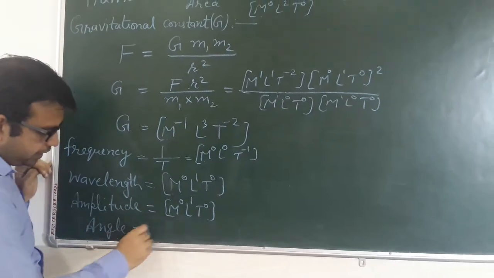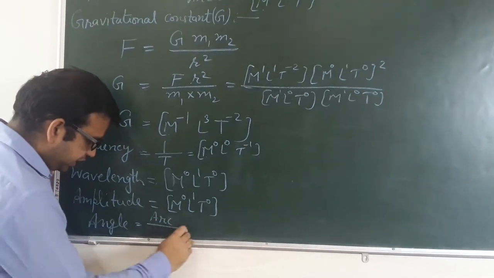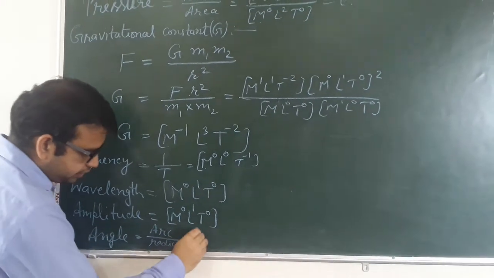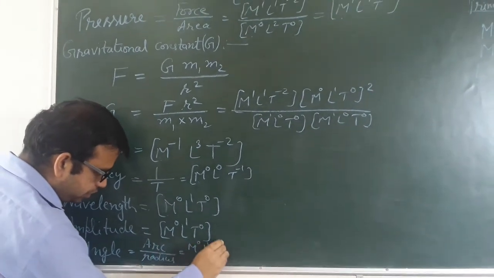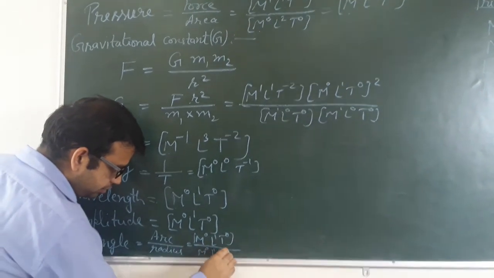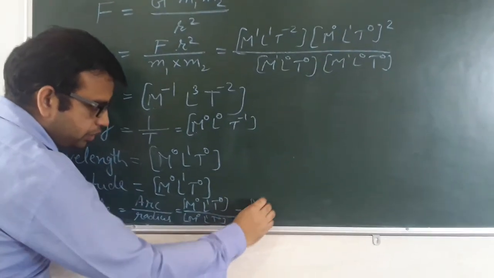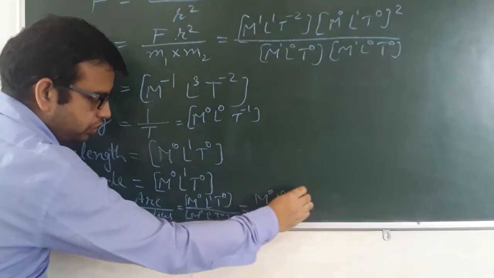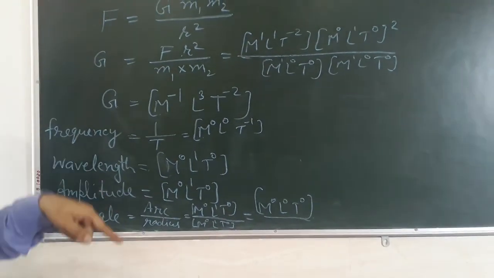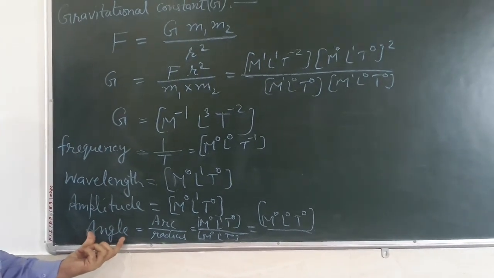What is angle? Angle is arc upon radius. Arc is a length, and radius is also a length. So it will be M0 L0 T0. So this is a quantity which is dimensionless but having a unit. The unit of angle is radian.